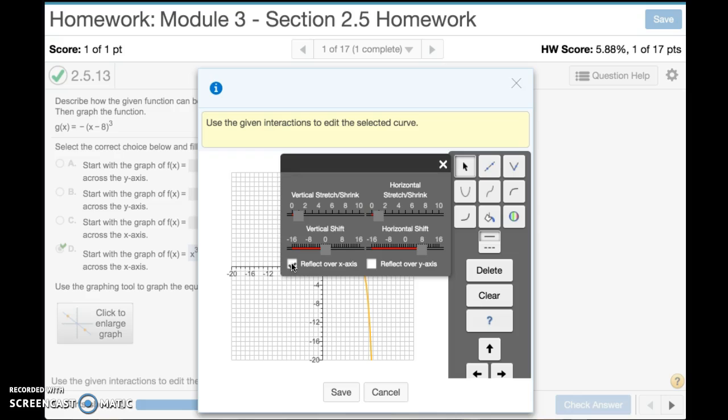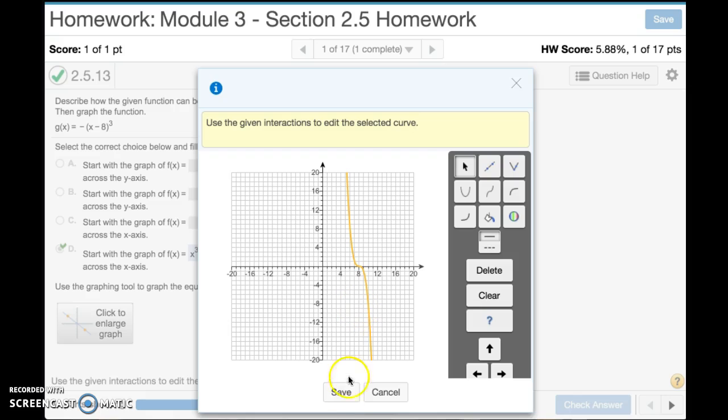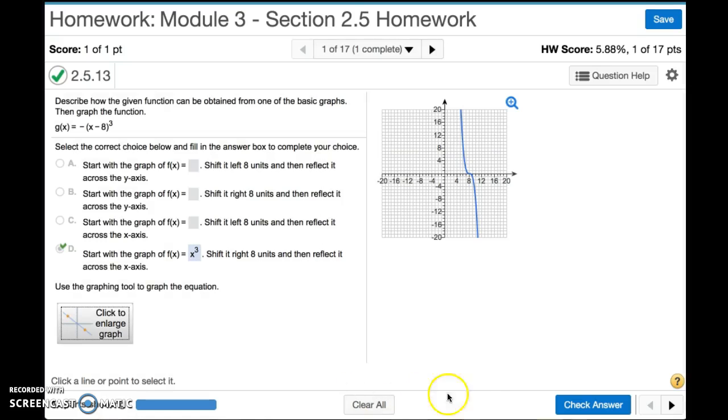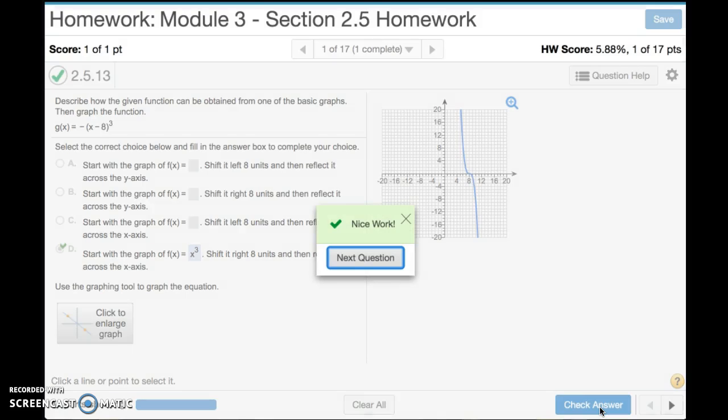You don't have to do anything yourself. Don't worry about any of this horizontal or vertical stretch or shrink. That doesn't have anything to do with our graph. And a vertical shift would be a shift up or down. We don't have any shifting up or down, or it would have a plus or a minus on the outside over here. So we just had a horizontal shift to the right 8 units and a reflection about the x-axis. Now when I click off of here, it's already got it graphed for me. I can save it and check my answer. And that's all you have to do to graph for your homework.